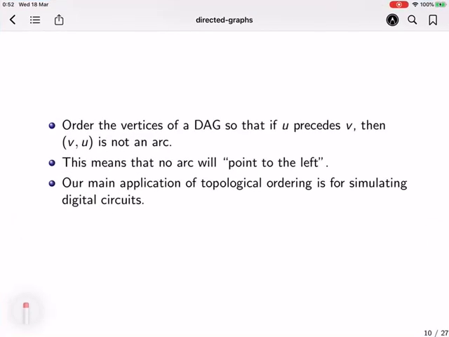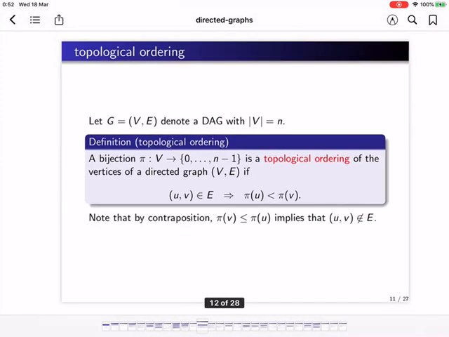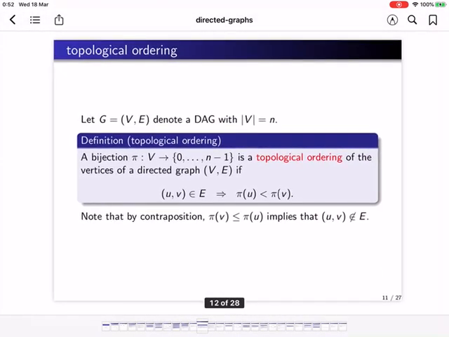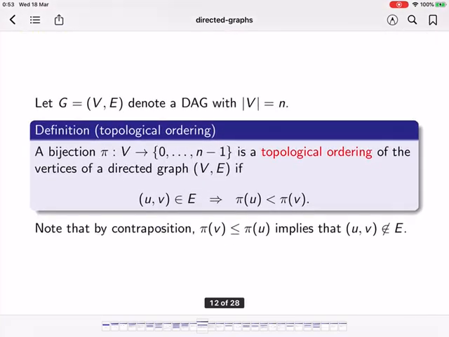Okay, so when we look at a topological ordering, we do not allow the arcs to point to the left, and the main application of topological ordering is for simulation of digital circuits. We will get to that later. Okay, so now I want to define what a topological ordering is.